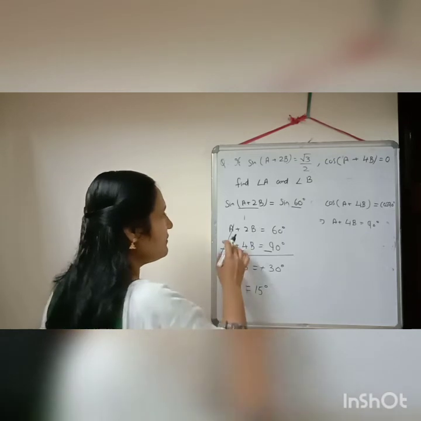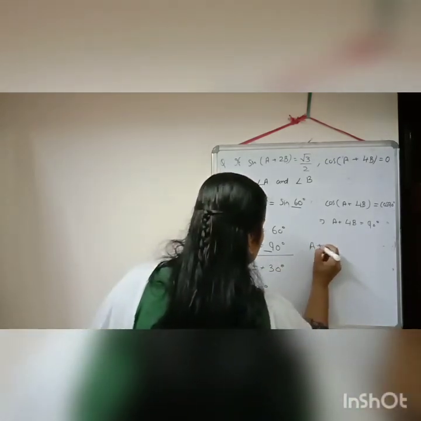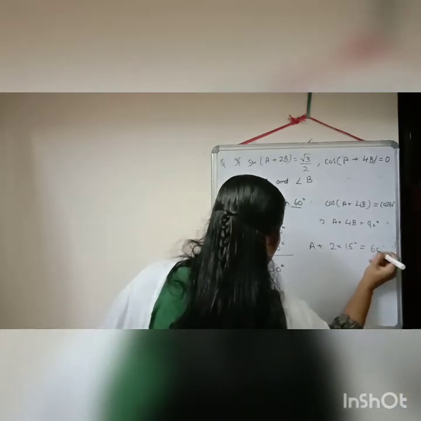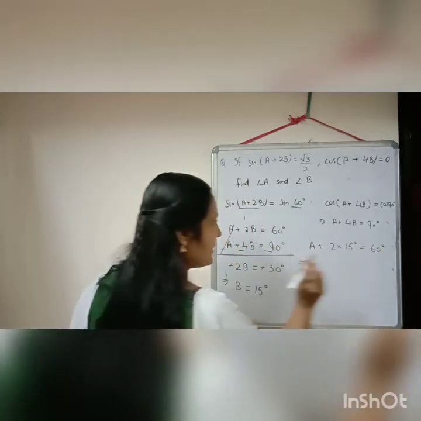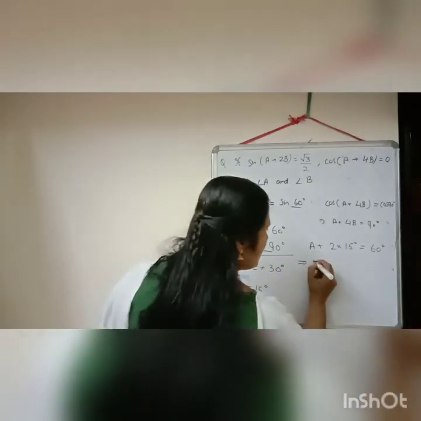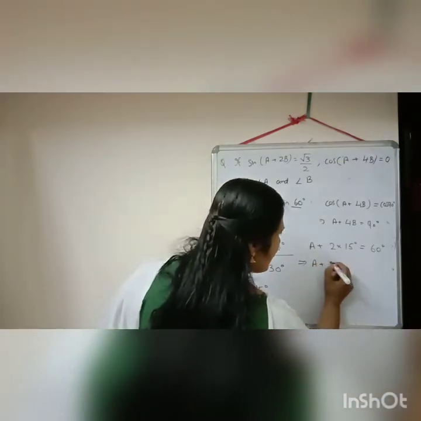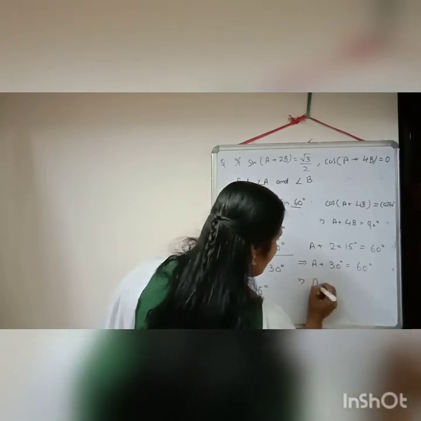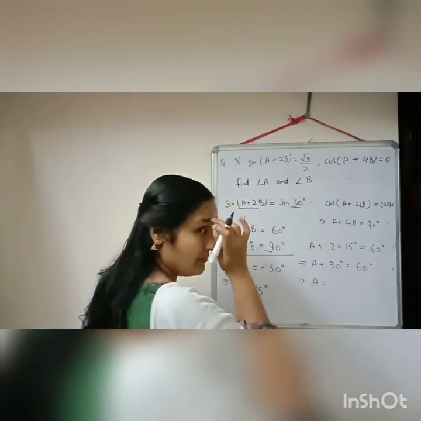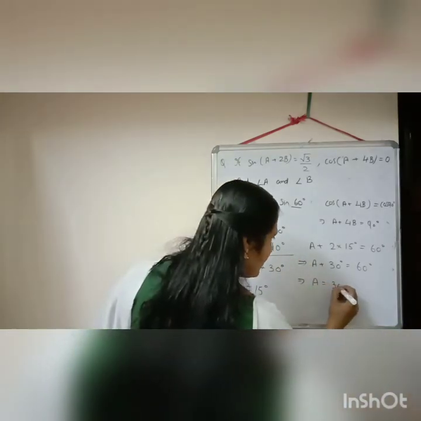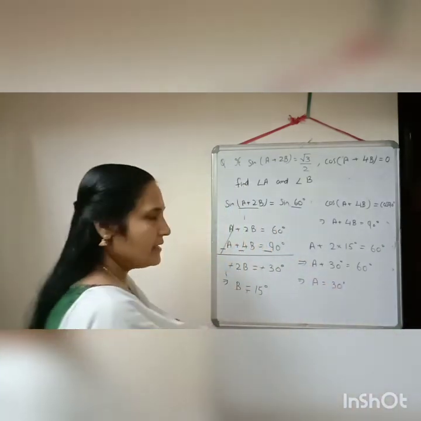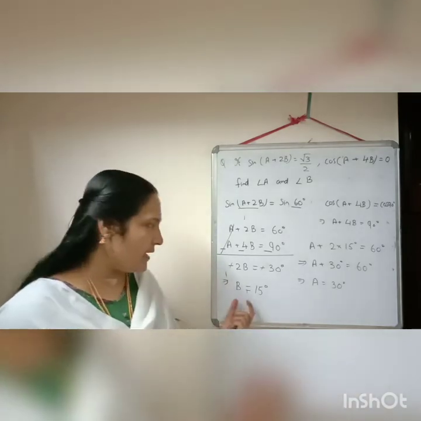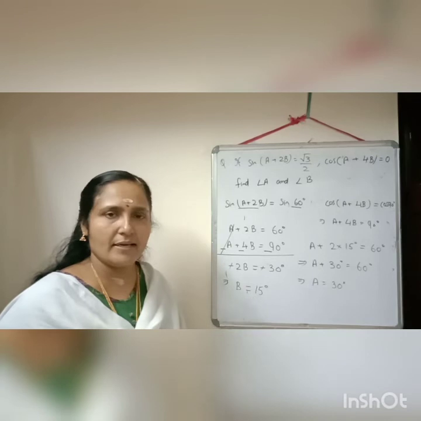Now we can substitute the value of B in any one of the equations. So suppose A plus 2B. So A plus 2 into 15 is equal to 60 degree. In that equation I substituted. So A plus 30 degree is equal to 60 degree. So from here we will get A is equal to 60 minus 30. So we will get the value of A as 30 degree. So again we got the value A is equal to 30 degree and B is equal to 15 degree.